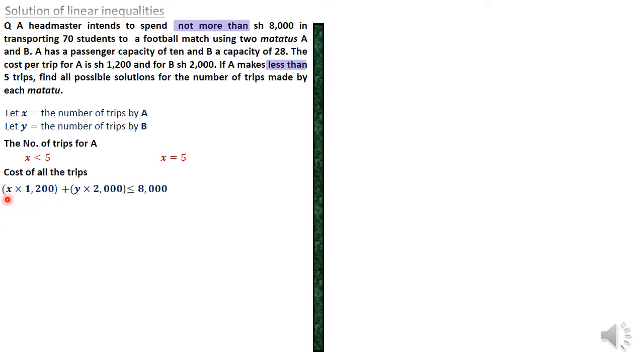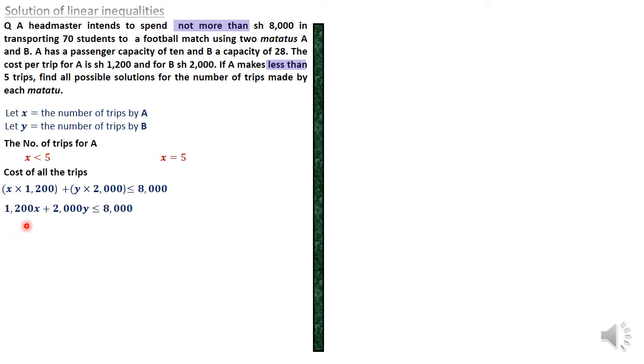So this is the total cost that goes into transporting using type A, and Y is the number of trips made by type B. 2,000 is the cost per that trip, so Y times 2,000 is the total cost that goes into transporting students using type B. And therefore, the total cost of those should not be more than the amount that the person has, and therefore it's less than or equal to 8,000.